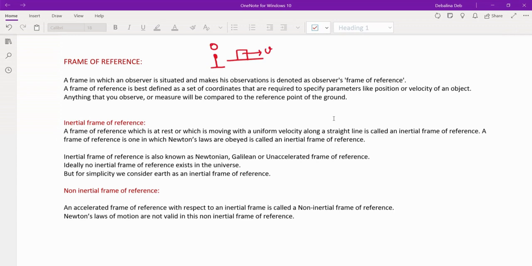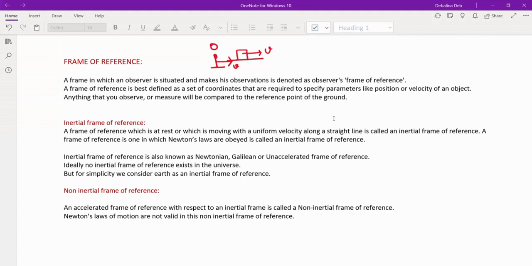Now, what if you are also moving with the same velocity v in the same direction? Then you will see that the object or the car is not moving because its position is not changing with respect to you. तो ऑब्जर्वर के पोजीशन क्या है उसके ऊपर डिपेंड करके आपकी जो काइनेमेटिक्स है, आपकी जो वेलोसिटी है, एक्सेलरेशन है, each and everything will change.